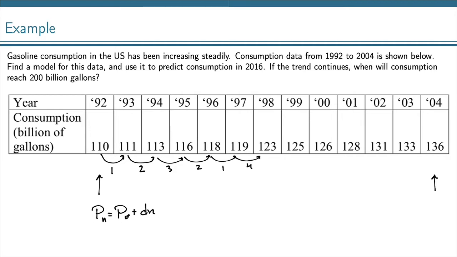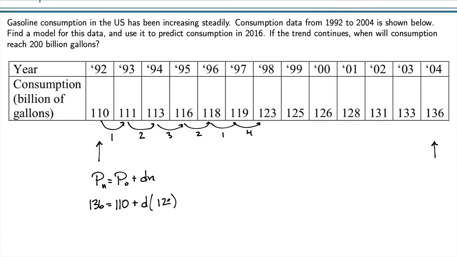If I use my initial year as 1992, then I have 110 billion gallons consumption, plus the D I don't know, and n is the number of years that passes from 92 through 2004. That is 12 years. And that's supposed to equal 136. So this will allow us to come up with a D value that might be a good estimate for our average change from year to year.